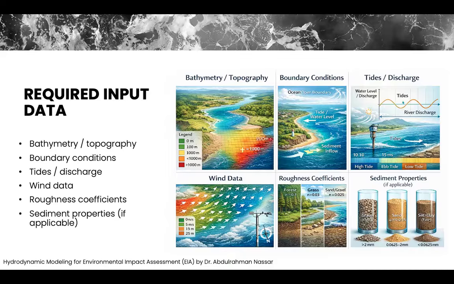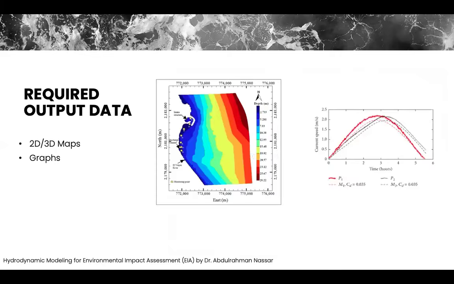So what is the output? The output from hydrodynamic modeling could be maps, 2D or 3D maps, like this bathymetry map, or a graph like this one that gives us the change of current speed in time.